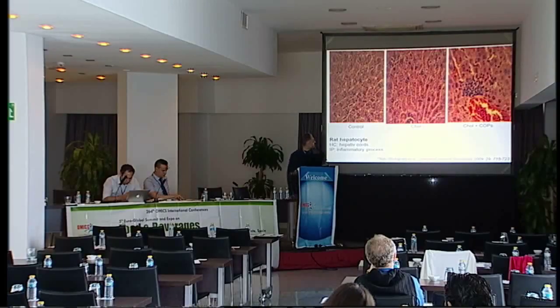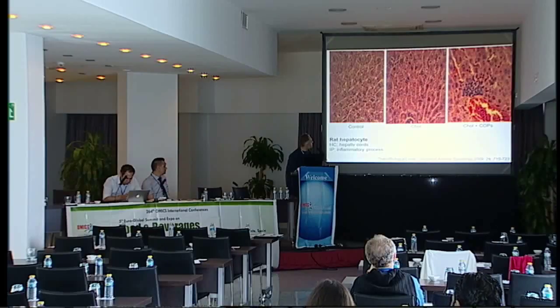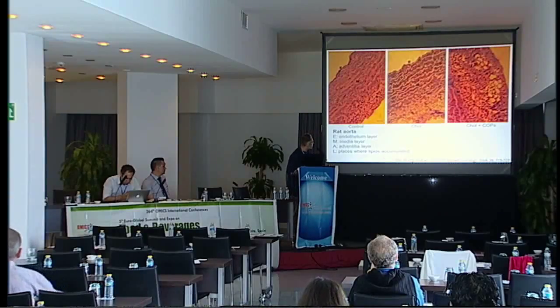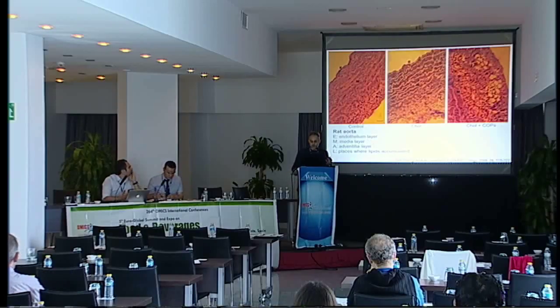In this slide, you can see the rat hepatocytes where 3 different diets were supplied: control, control plus 1% of cholesterol, and control plus a mixture of cholesterol and COPs. You can see we have an inflammatory process in the hepatocyte with just 1% of COPs. And again, in the aorta, you can see an infiltration of lipids in the adventitia layer of the rat aorta. So you can understand that we have a big problem on the safety aspect of food.